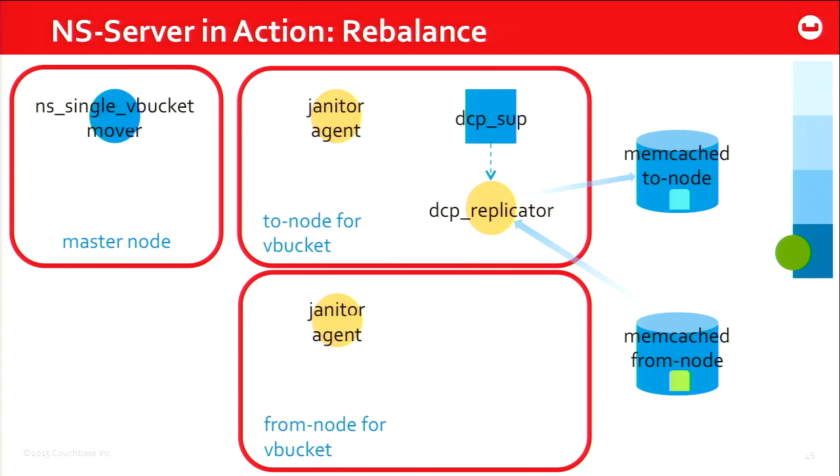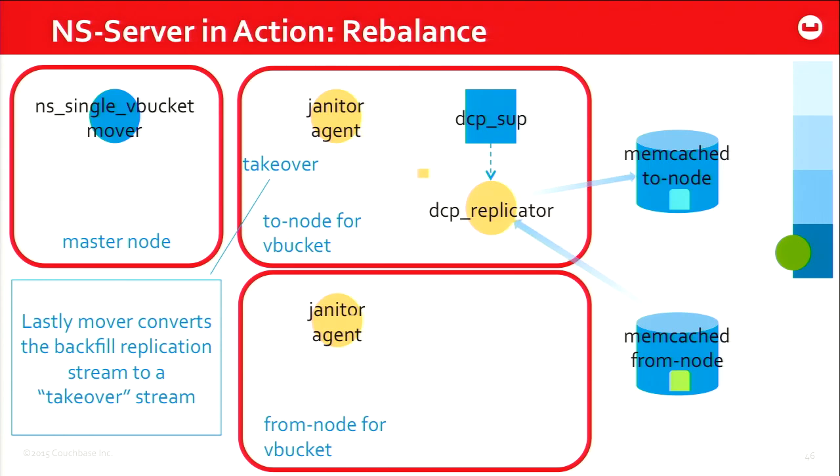So that's what happens. Let me just play it again. You'll see it. We send a takeover request. It goes to the replicator. In some sense, we kind of convert the stream to a takeover stream. Then this replica becomes dead. The new replica on the 2 node becomes active, and replication is complete.